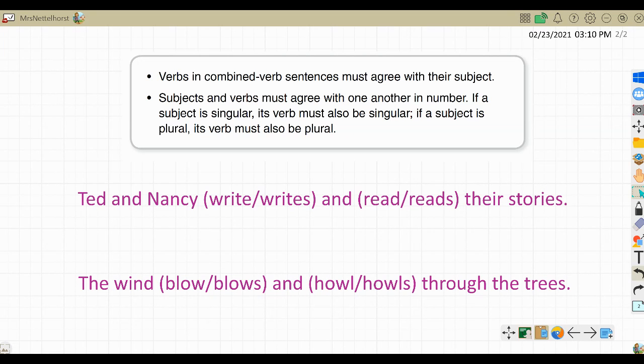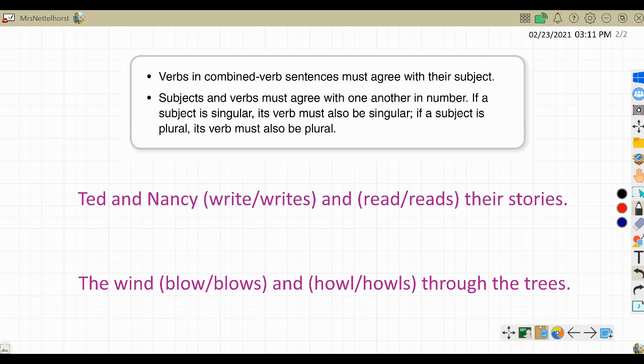Okay, today we're going to talk about subject-verb agreement when you have compound predicates in your sentences. So we've learned about compound subjects and how you need to have verb agreement there. If you have a plural subject, you need to have a plural verb. If you have a singular subject, you need to have a singular verb. And that's exactly what this says up here.